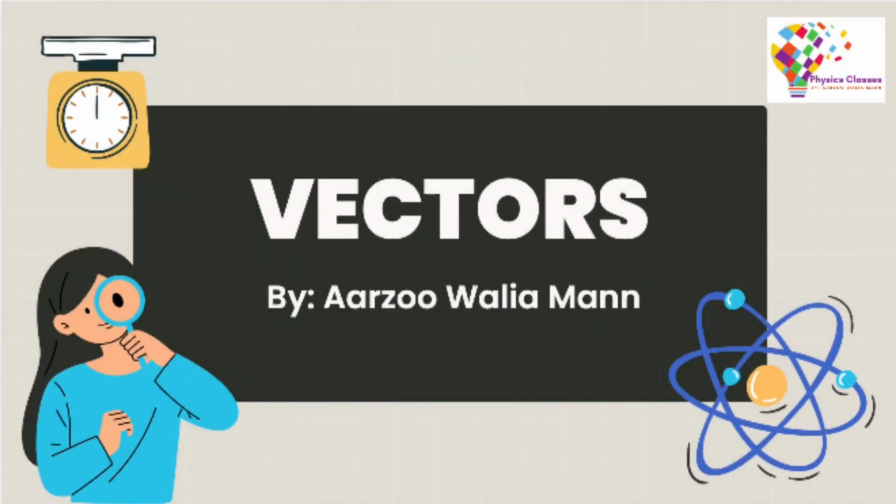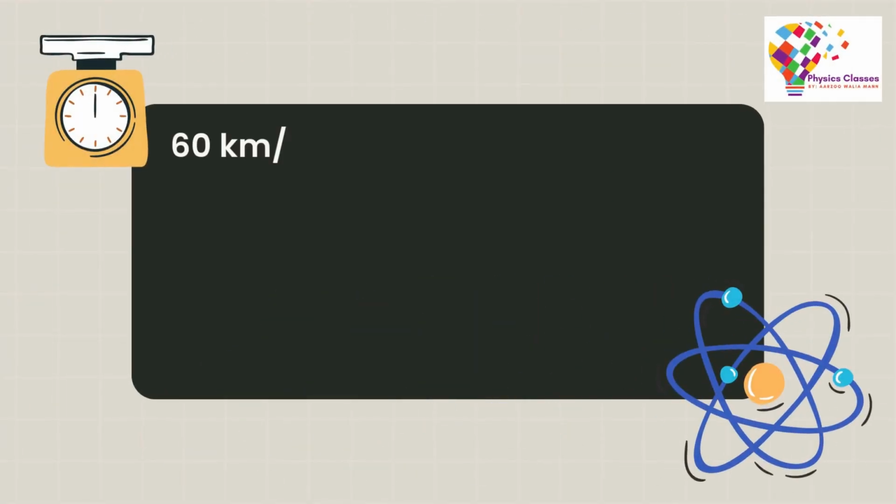Say that the speed of a car is 60 kilometers per hour, that tells you something. But if I say that the car is moving at 60 kilometers towards Delhi, now that tells you something more. Same number, completely different meanings. And that difference is what vectors are all about.